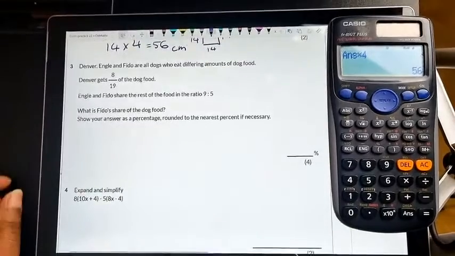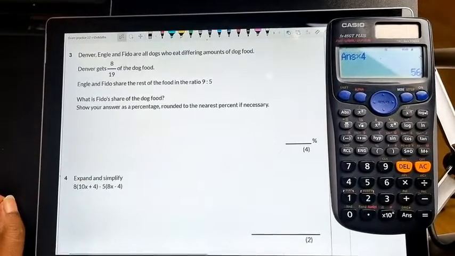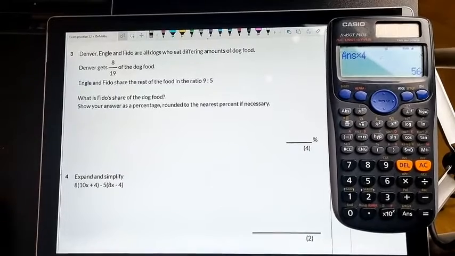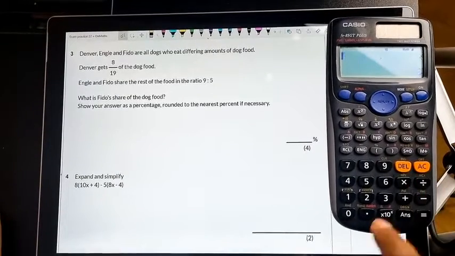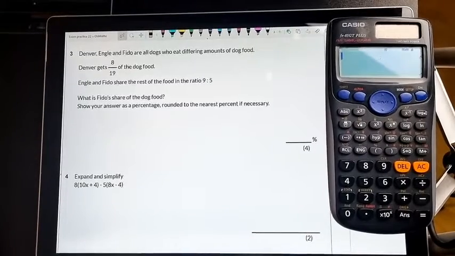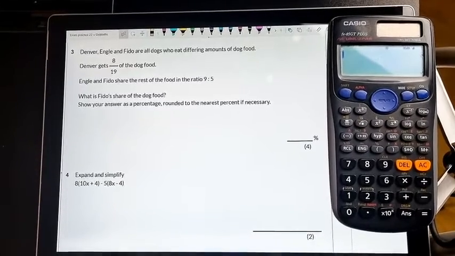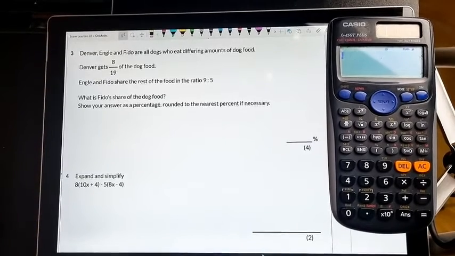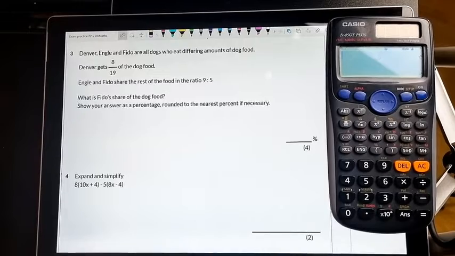Remember, maths is maths. You need to be able to apply AQA or Excel, okay? This is just another sample taken from the advanced information, and we are using the most recent one. Okay, Denver, Eagle and Fido are all dogs who eat different amounts of dog food.